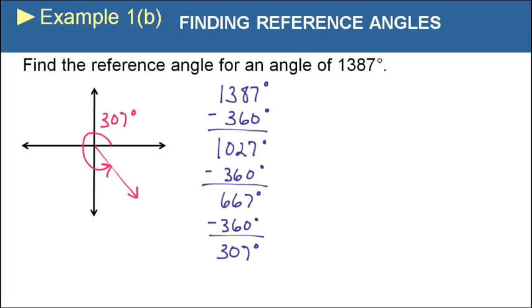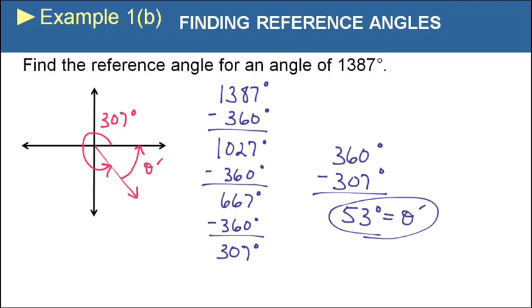Now the reference angle is between the horizontal axis and the terminal side. So to find it, we can take 360 and subtract 307 degrees, and that will leave you this little bit here. So it looks like the reference angle is 53 degrees.